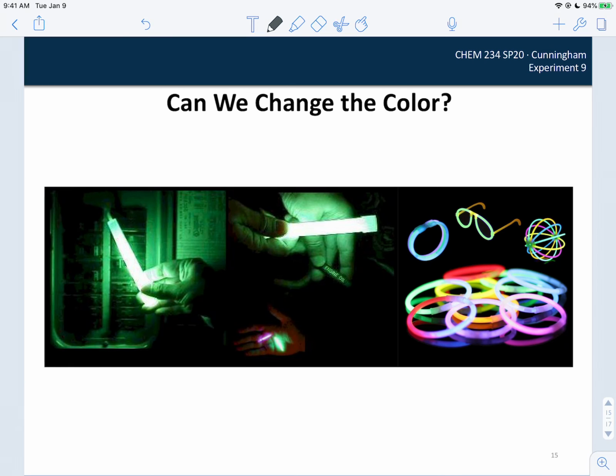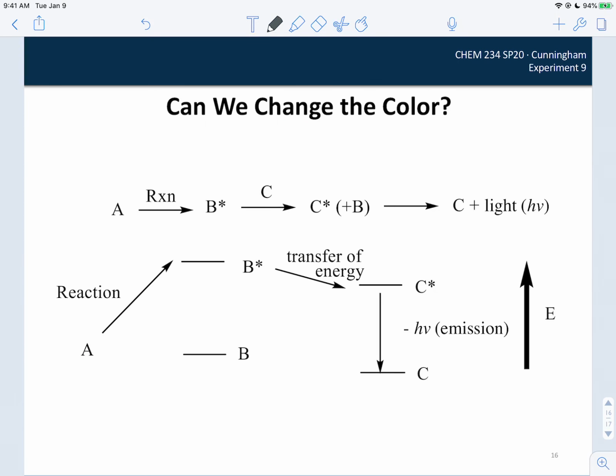So chemiluminescence is particularly interesting, but it would be really great if we could change the colors. If you have chemiluminescence that always gives you the same green color, that's great, but you might want to be able to probe different processes, so you might want to generate different colors. Fortunately, we can do this, and we do this with the help of dyes. So adding dyes lets us change the color.